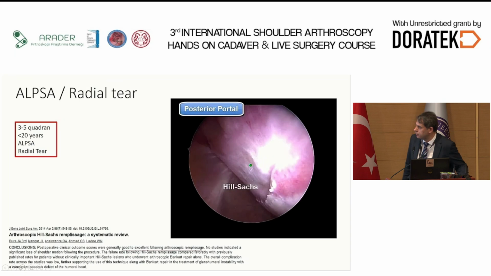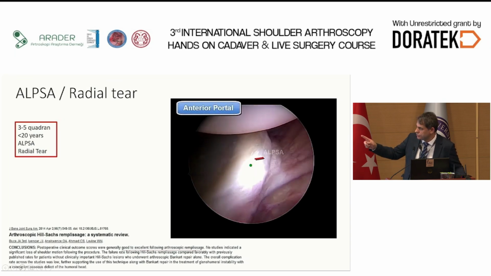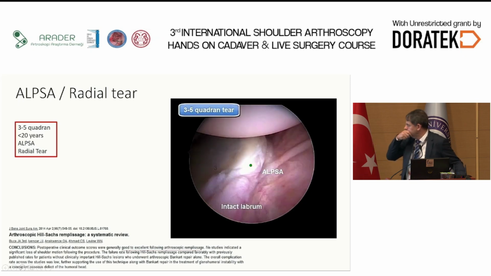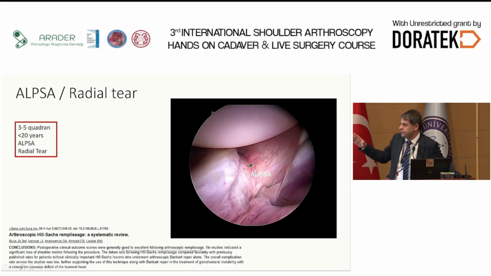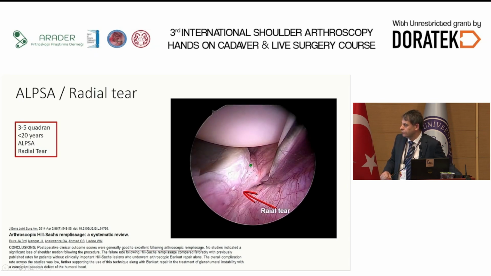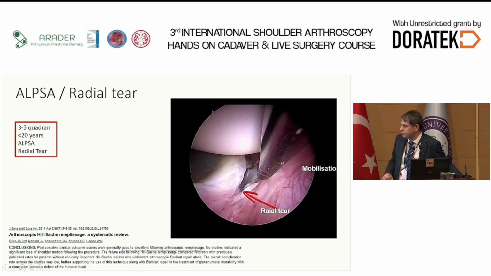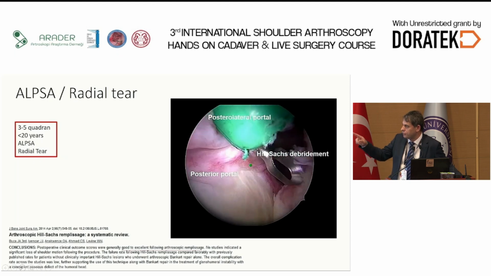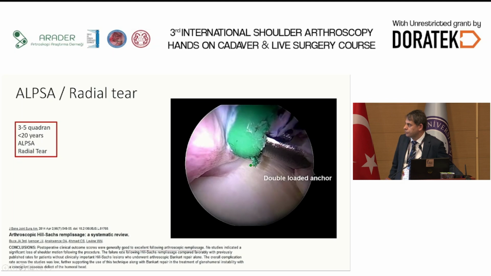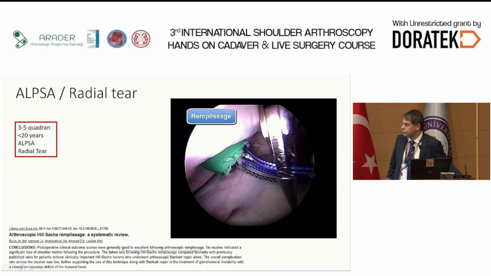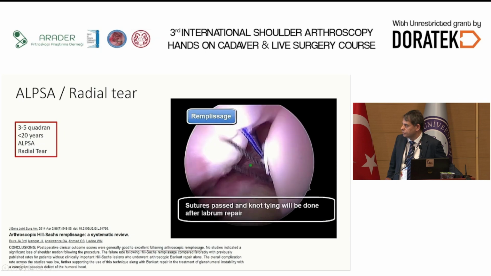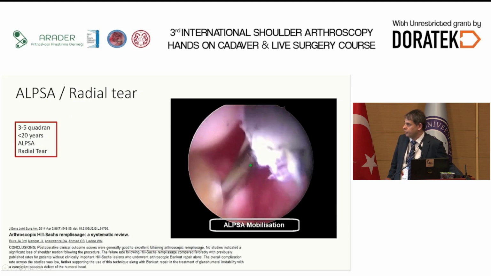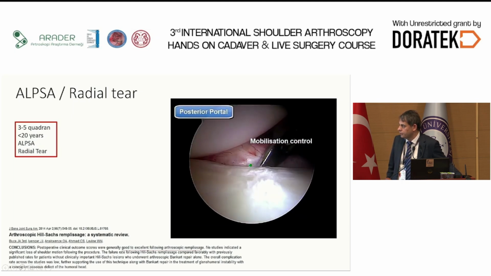So you see, we have a small Hill-Sachs lesion. You see the ABSA lesion here. This is our technique; now we are doing this technique. You see the radial tear. Before mobilization, we do a remplissage. First, we insert our anchor, then take the sutures through 2 different portals. We are ready to tie it, but we don't tie it. Before that, we mobilize the 3 to 5 o'clock.